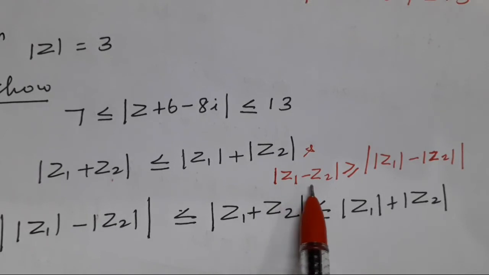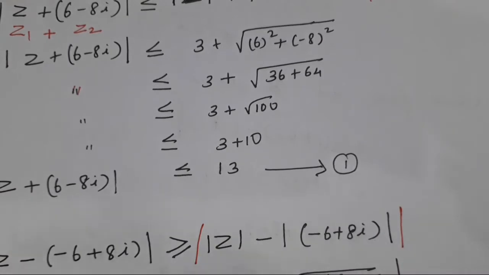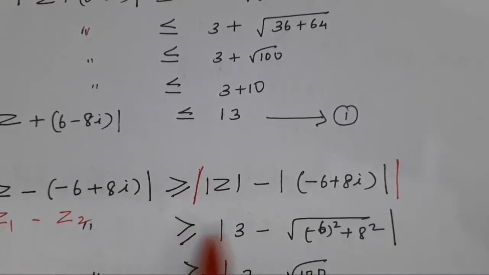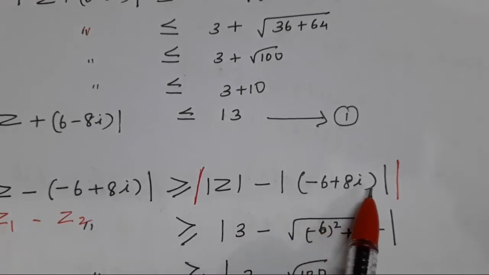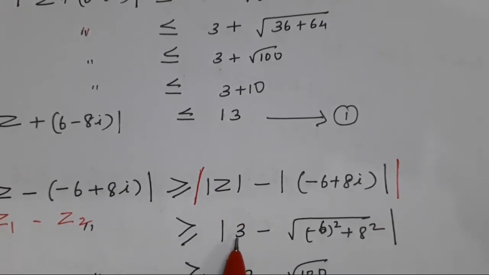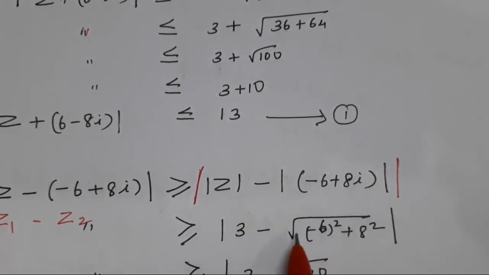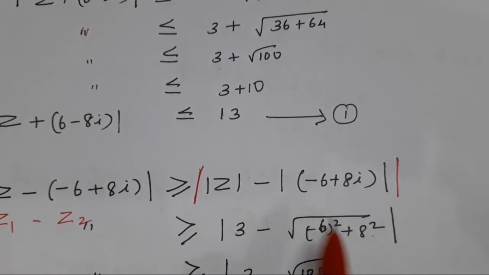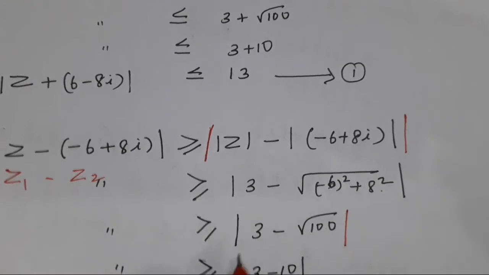Again I'll tell, modulus of z1 minus z2 is greater than or equal to double modulus of modulus of z minus modulus of, add next value, minus 6 plus 8. What is the modulus of z value? Modulus of z is 3. So 3 minus the modulus value, which we rewrite as root of real part square plus imaginary part square, minus 6 square plus 8 square. 8 squared is 64, 64 plus 36 is what? 100. So greater than or equal to modulus of 3 minus root 100.